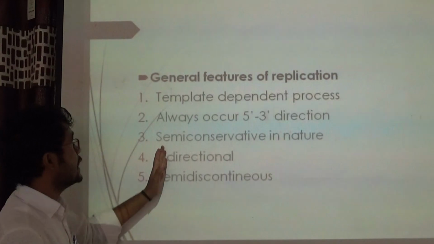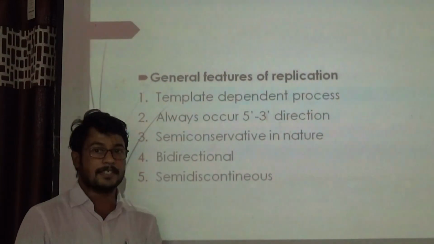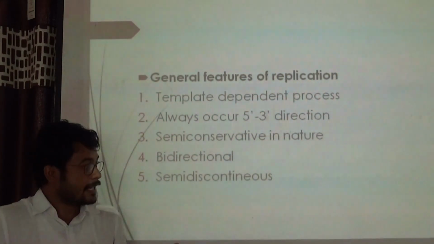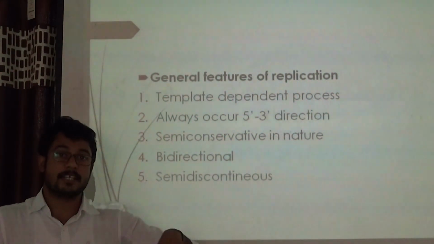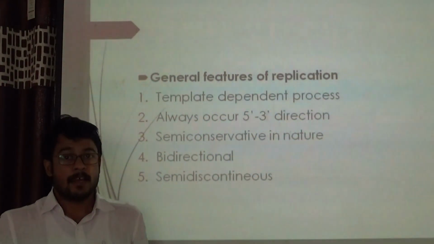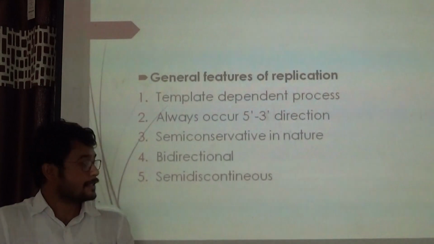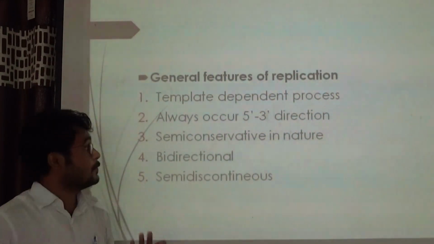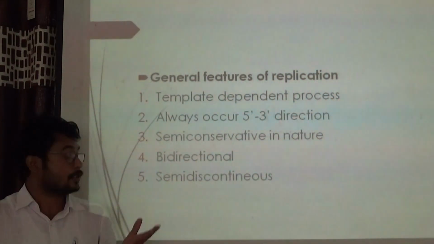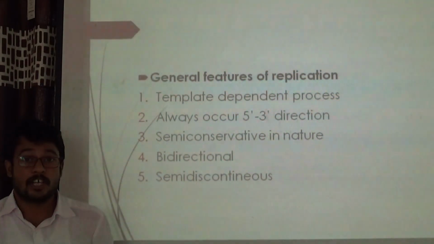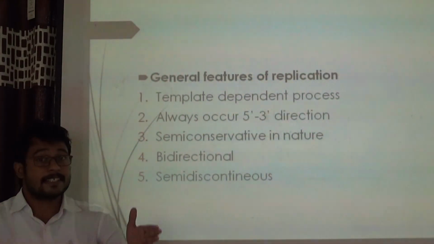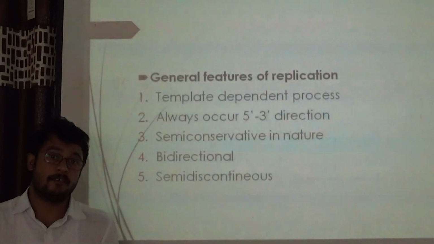Third one, DNA replication is semi-conservative in nature. What is meant by semi-conservative? Two strands form after the replication, one is a parent type and the second is a daughter type. Then there are the conservative and dispersive types. In conservative replication, the parent type of DNA strand is found as it is.